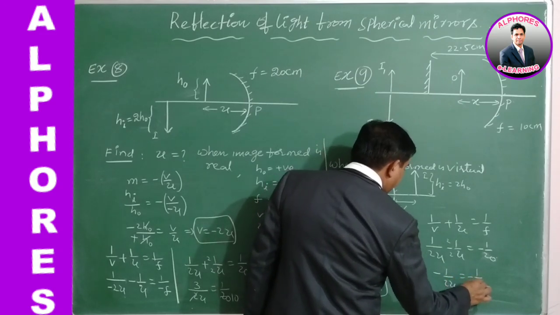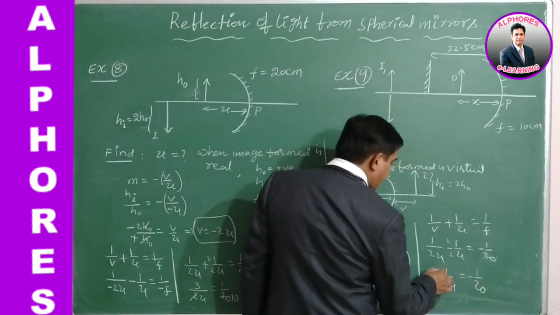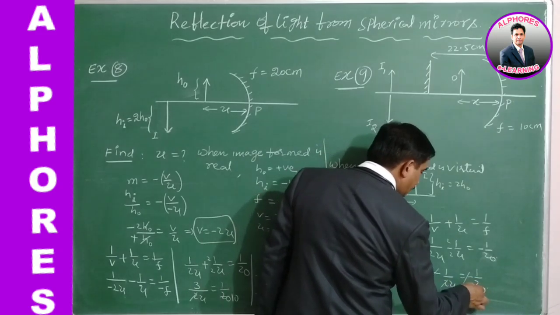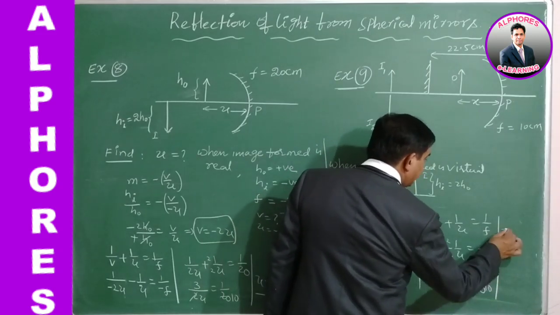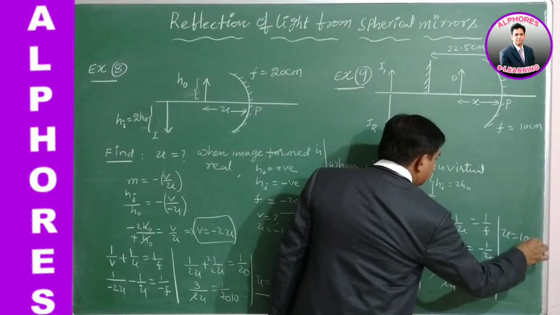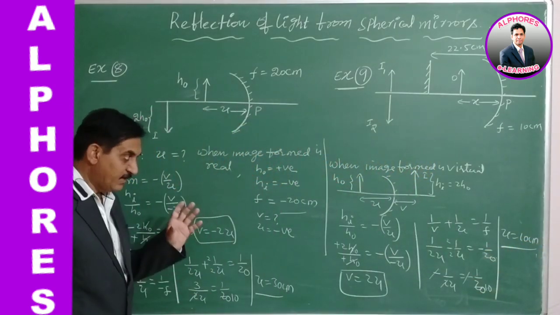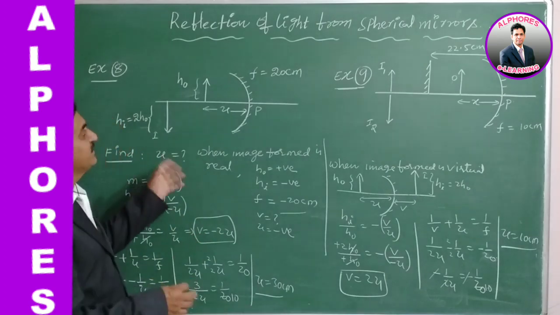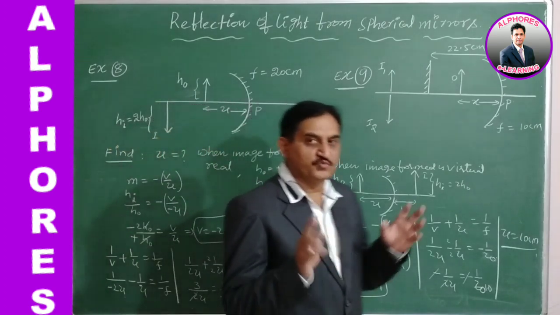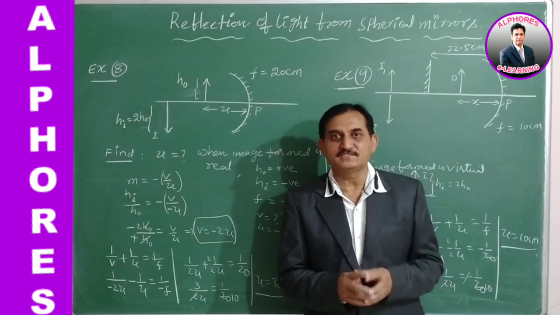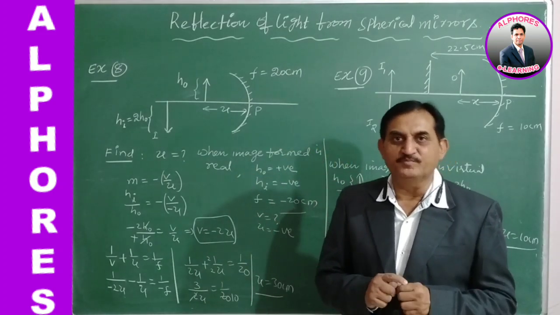Now simplifying this, 2 by 2 and minus 1 by 2u remains here, equal to minus 1 by 20. The minus and minus get cancelled, 2 times, and you will get u equal to 10 centimeters. So when the object position is at 10 centimeters, its corresponding image is formed, which is virtual and has a size double that of the object.